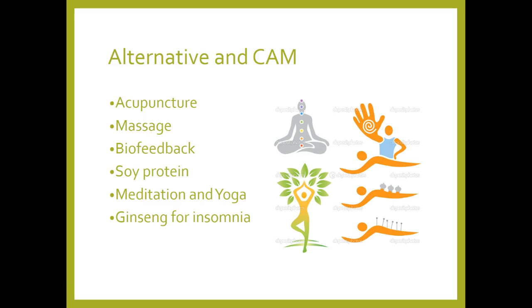There are also alternative and complementary alternative ways to help with menopause. Acupuncture is one that's being used these days, massage, biofeedback. Biofeedback are breathing techniques that you can teach your patient to help control things like hot flashes or anxiety. Soy protein is also very high in estrogen. Meditation and yoga and ginseng has been proven to help with insomnia for those patients who are having trouble sleeping.